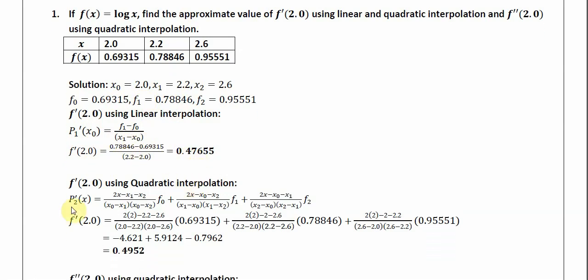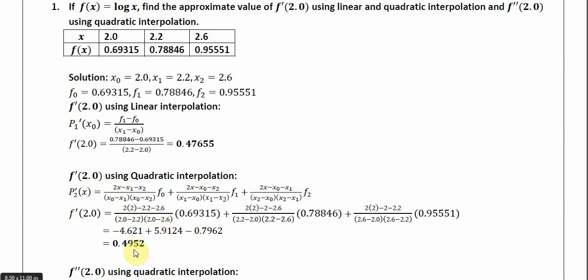The same thing, first derivative at 2.0 but using quadratic interpolation. This is the formula for quadratic interpolation. Substitute all the values x0, x1, x2 and x, which I have to substitute as 2.0 or simply 2, and simplify. This is going to give me the first derivative at 2.0.